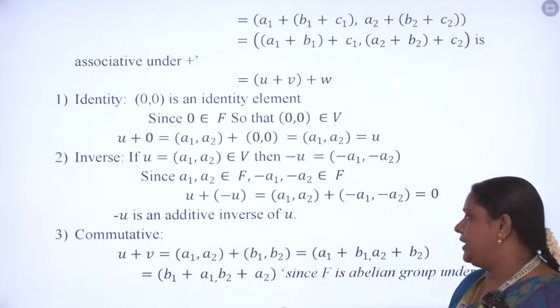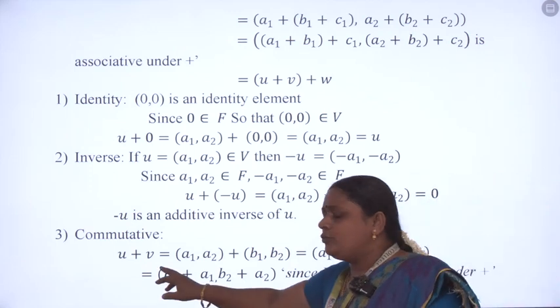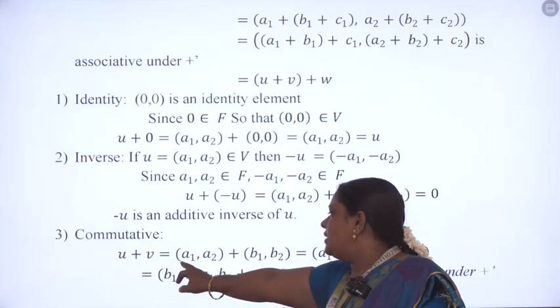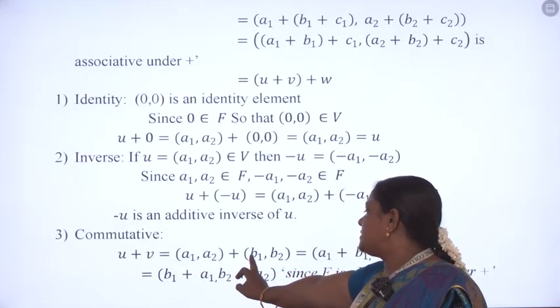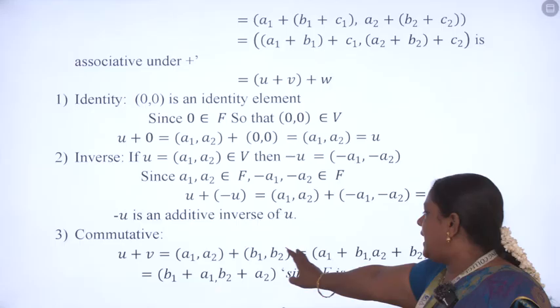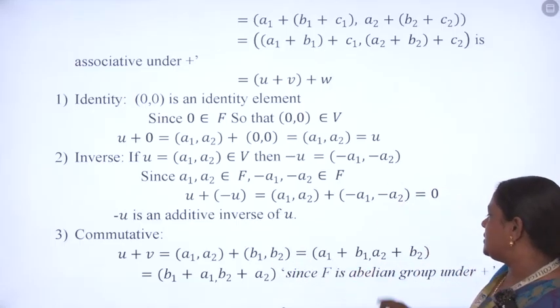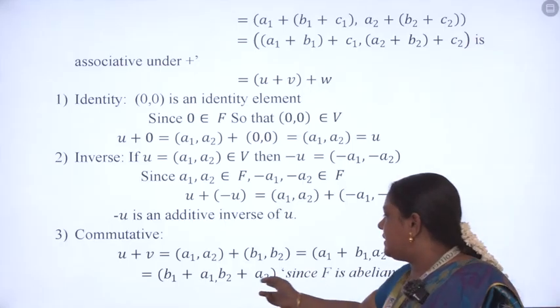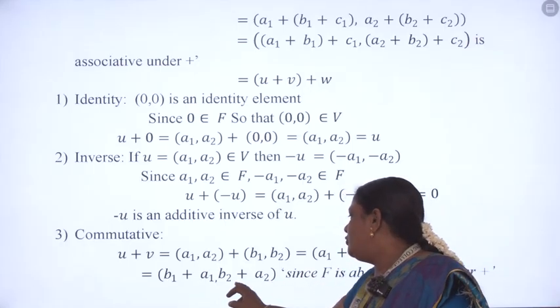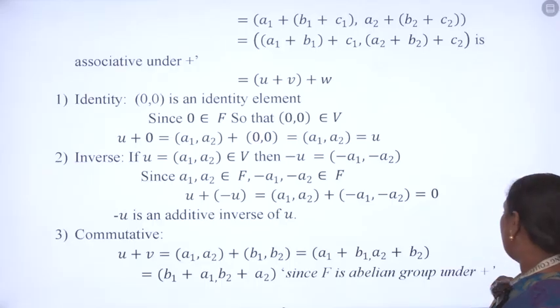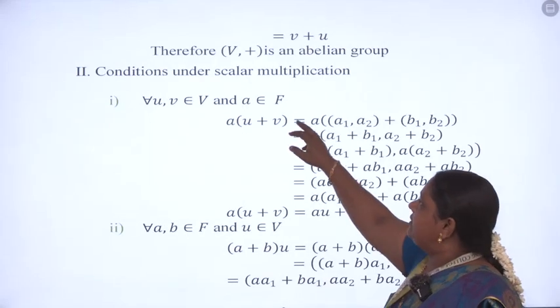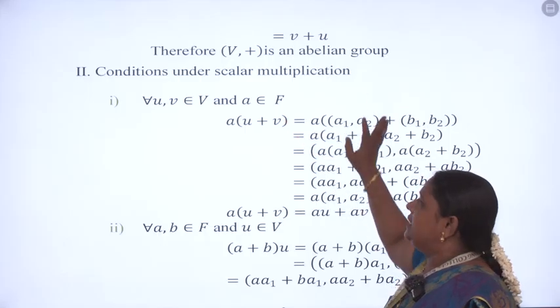Then the commutative property. Commutative property means we have to prove u plus v is equal to v plus u. So u plus v is equal to, what is u? (a1, a2) plus v, which is (b1, b2). When adding these two, we will get (a1 + b1, a2 + b2). This we can interchange and write (b1 + a1, b2 + a2), since F is an abelian group under addition. Therefore, we can say that (V, +) is an abelian group.